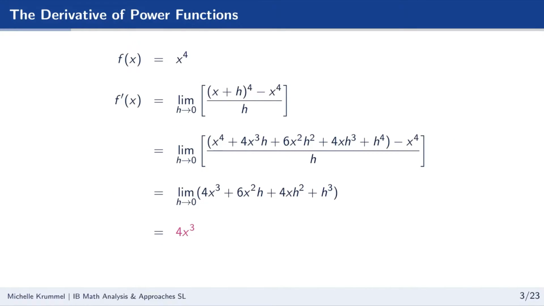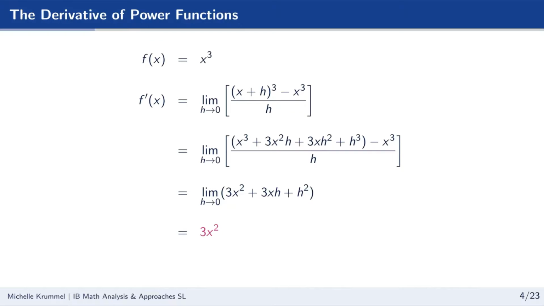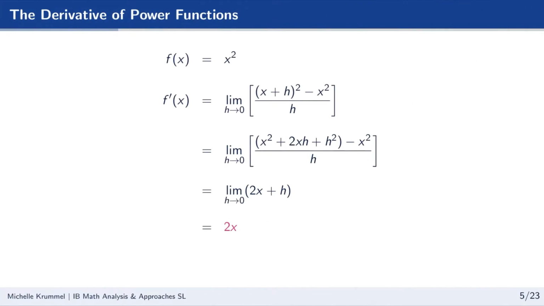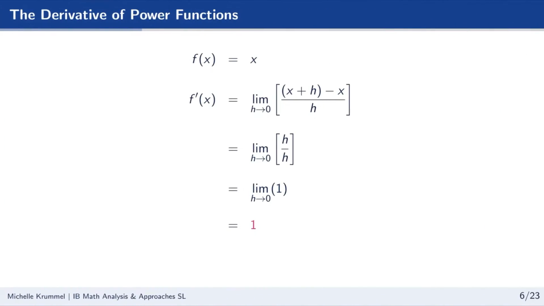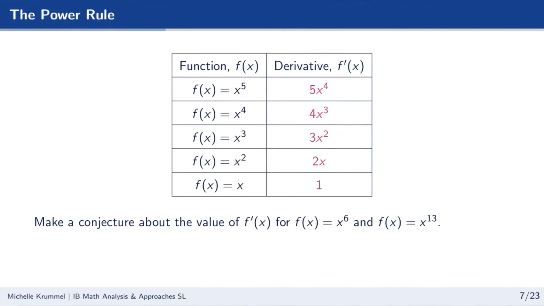When we start with f of x equals x to the 4th and we work through the limit definition of the derivative, we end up with a result of 4x cubed. When we start with x cubed and work through the limit definition, we end up with 3x squared. When we start with x squared, we end up with 2x. And when we start with f of x equals x, we end up with 1 for our derivative. So let's summarize those results in a table and try to identify a pattern.